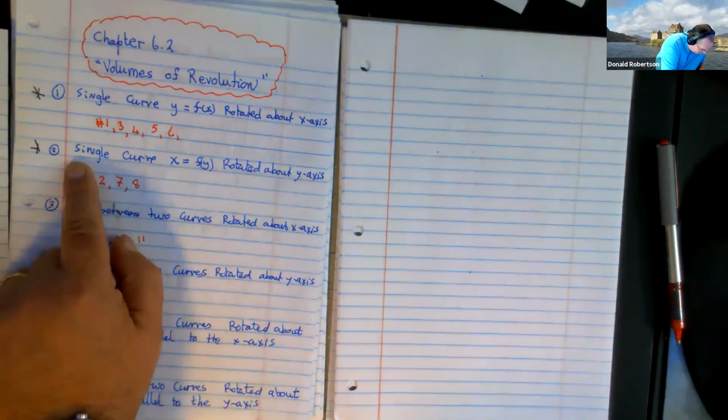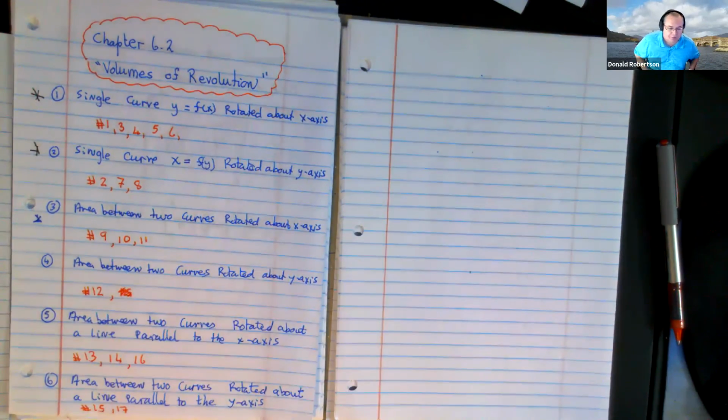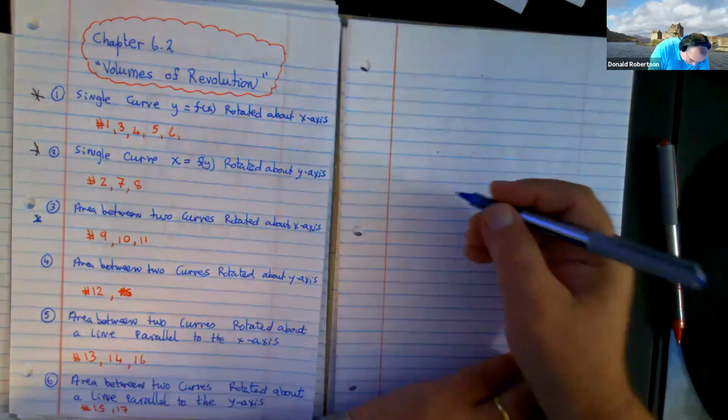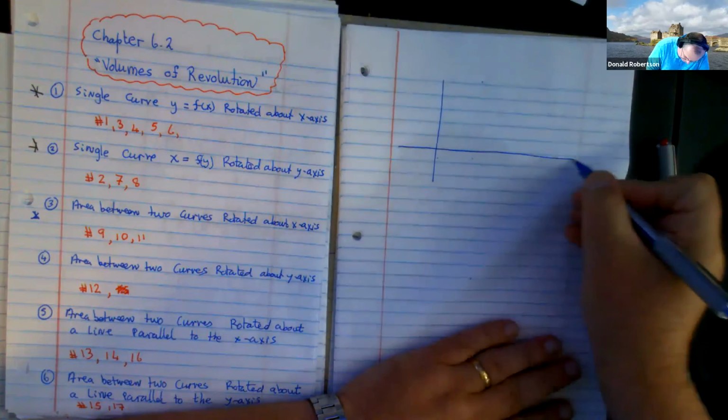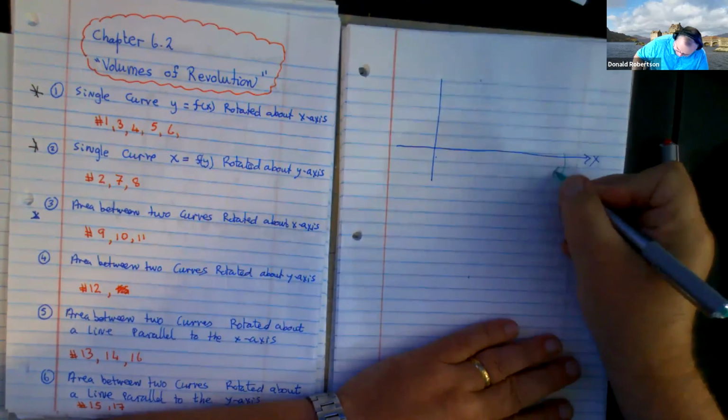So we have now finished that guy. Let's get started on this one. The area between two curves rotated about the x-axis. So we're back to rotating about the x-axis again. So we've got this fella.